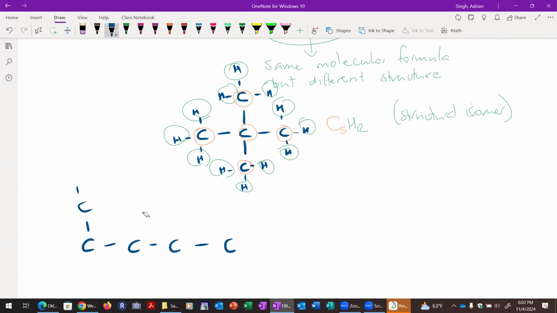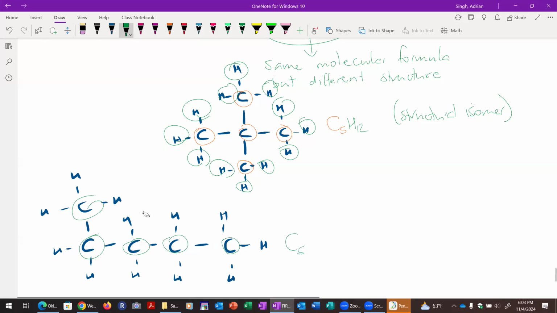Okay, then I fill in my H's. Okay, so each carbon needs four lines, four bonds to it. And I put my H's in like so. And then what we'll see again is I have now the same number of carbons. So let's see. So one, two, three, four, five C's. How many H's do I have? So one, two, three, four, five, six, seven, eight, nine, 10, 11, 12. So I still have my 12 H's.